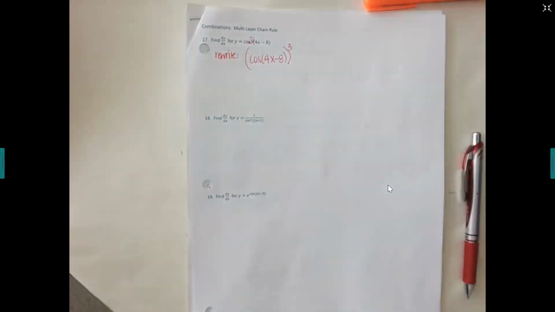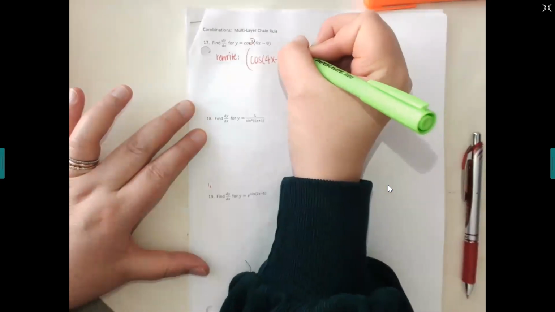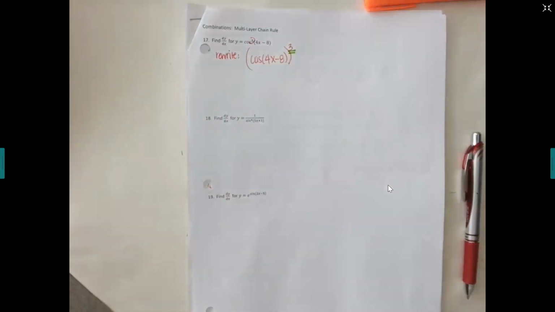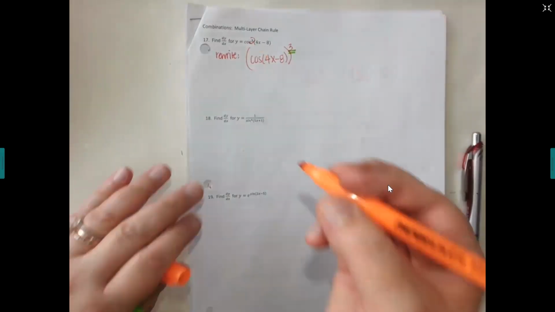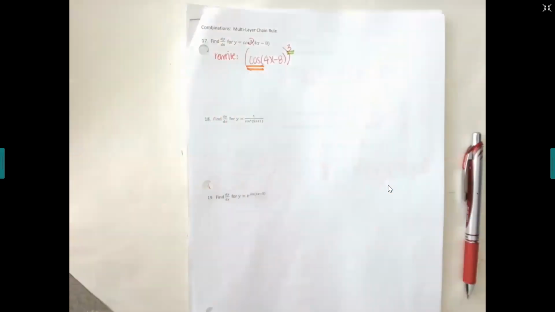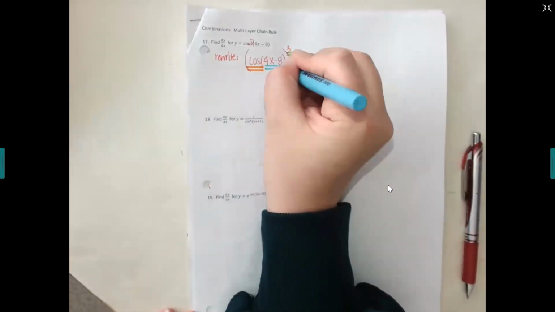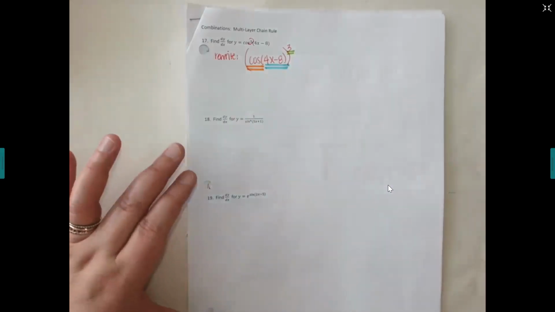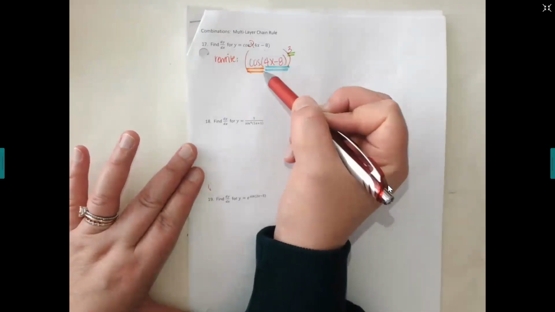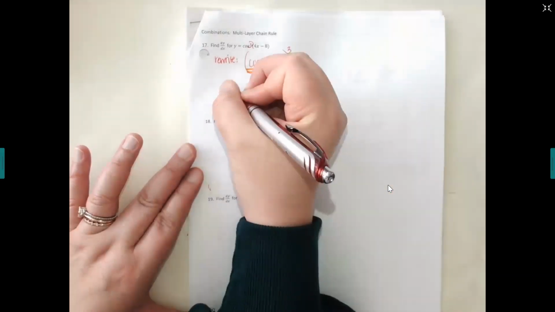Instead of just having 2, it actually has 3. Your outside layer is the cubed or the power. Then what's cubed is a cosine function. And then inside the cosine function, you have a 4x minus 8. So we're gonna have to just go layer by layer. Let's start with the power. Remember, I take the derivative around this core. So dy dx equals.